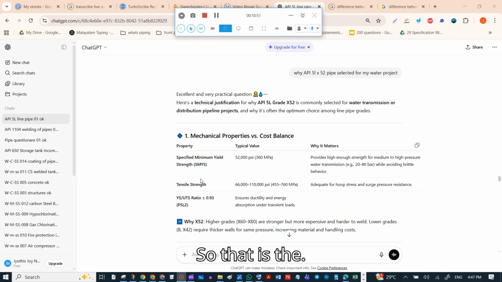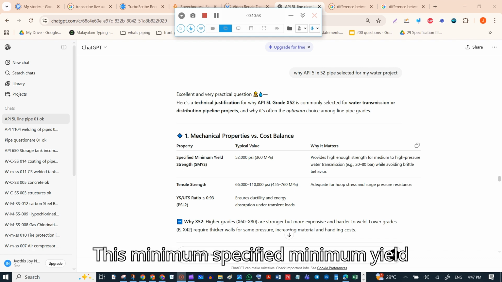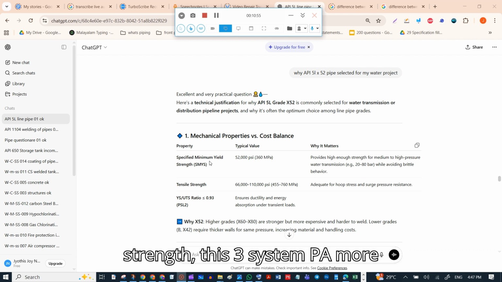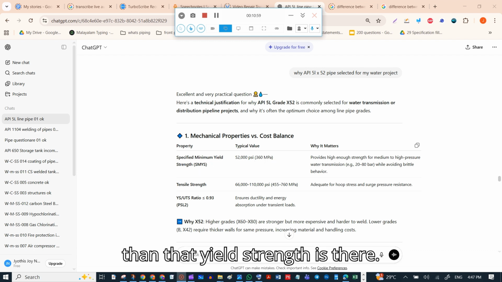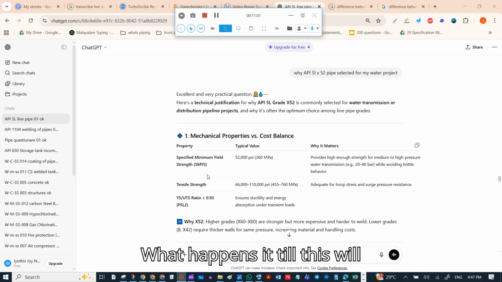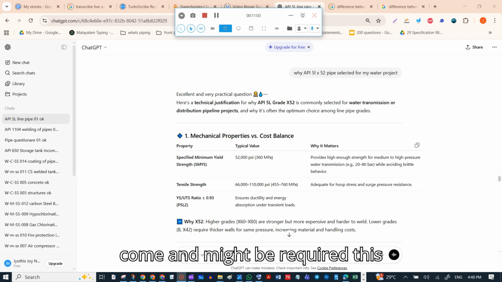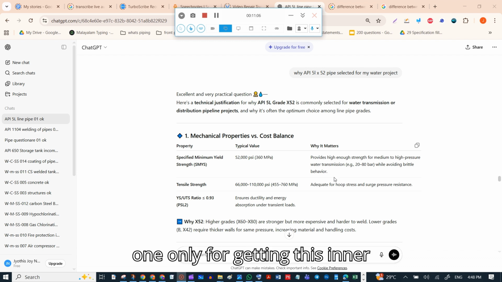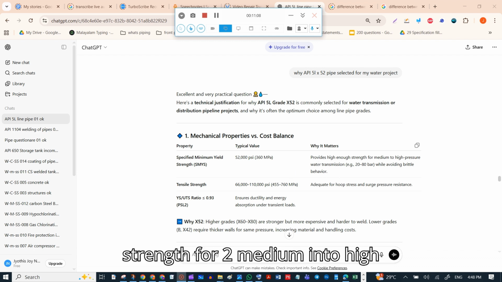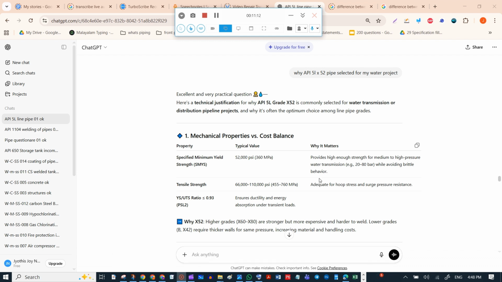So this specified minimum yield strength is 360 MPa. If more than that yield strength is there, brittleness will come, and we require this only for getting enough strength for medium to high pressure water transmission lines.